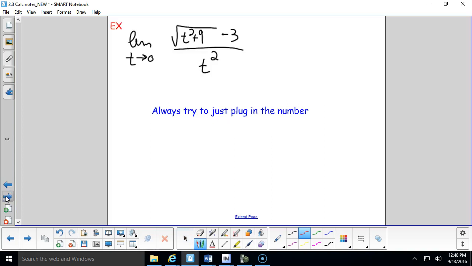So let's try to plug in 0. And what do you notice? Your house blows up. I hate it when that happens. Okay, it's undefined at that point, right? Because of the 0 in the denominator.